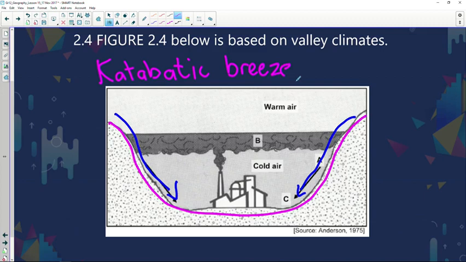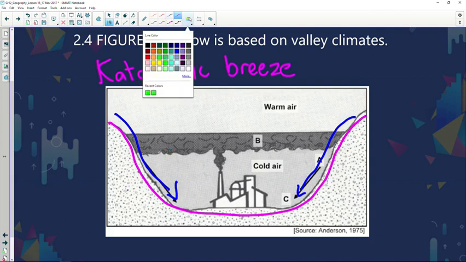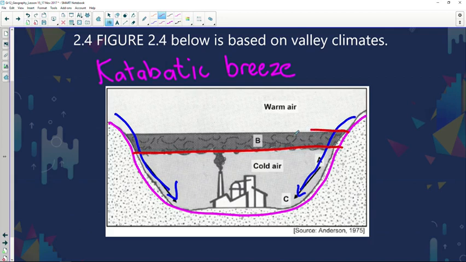Now, what else can we notice over here? We've got some industries taking place over there. There's a lot of pollution at this level. And B is known as the thermal belt. Or you can say inversion.